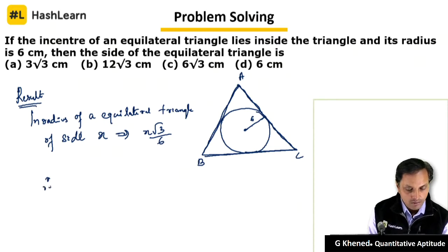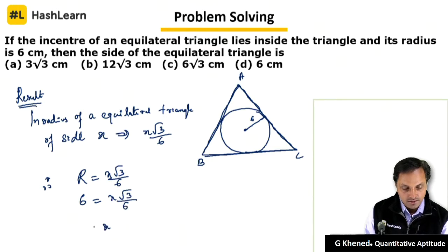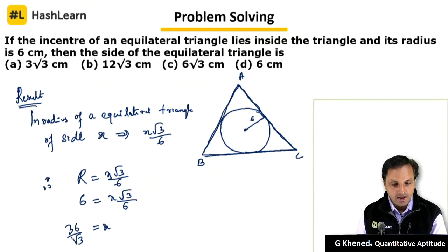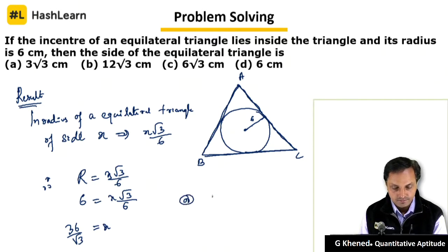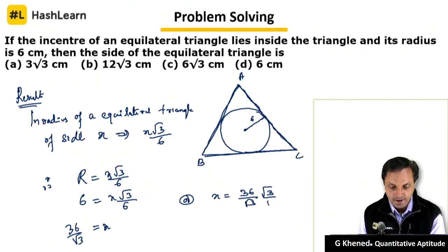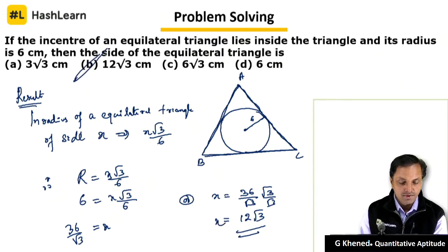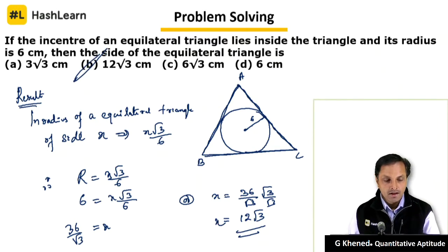Therefore, what is the radius he has given? 6. So this will be 36 by root 3. 36 by root 3 can be written as, multiply by root 3 and divide by root 3. So 3 1s are 3, 3 2s are 6. There is an option with 12 root 3. There is an option called 12 into root 3.